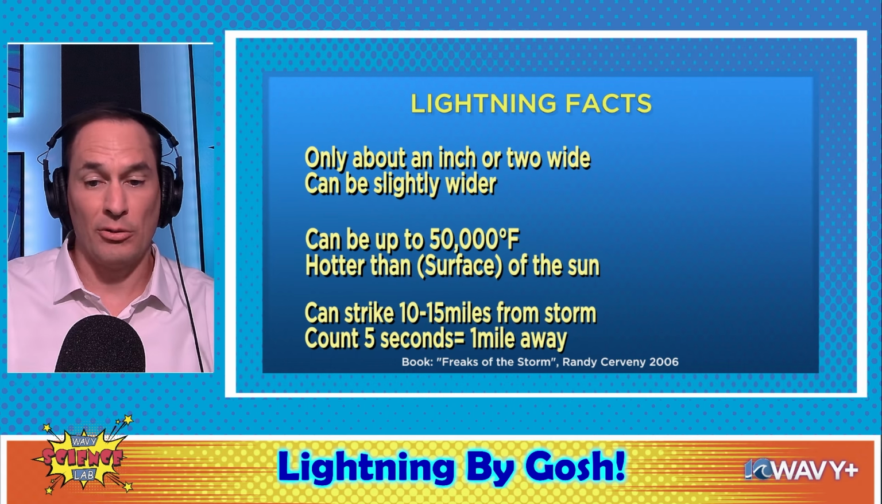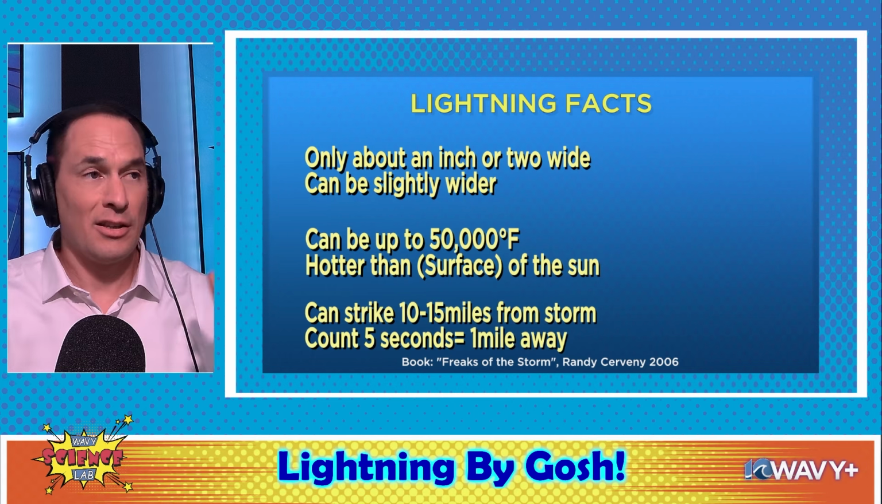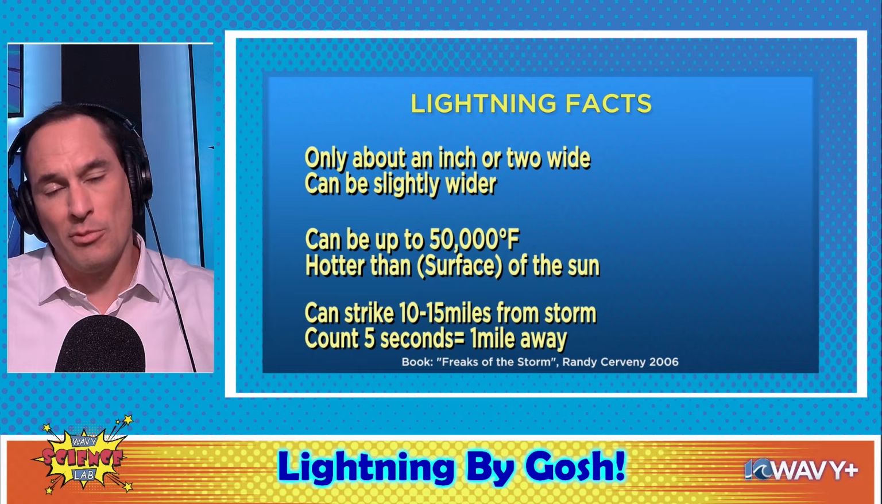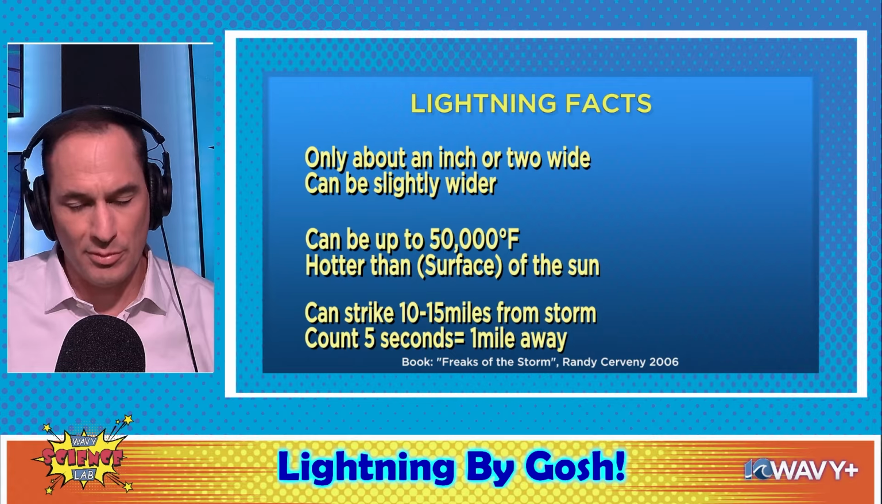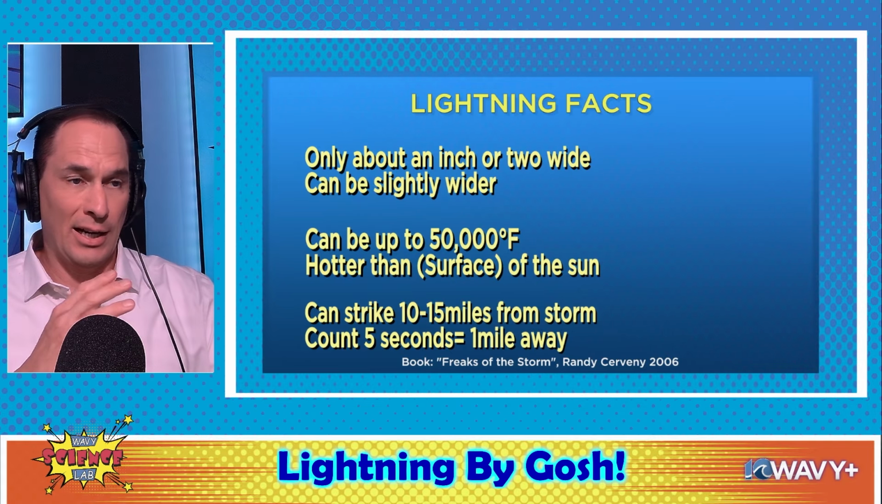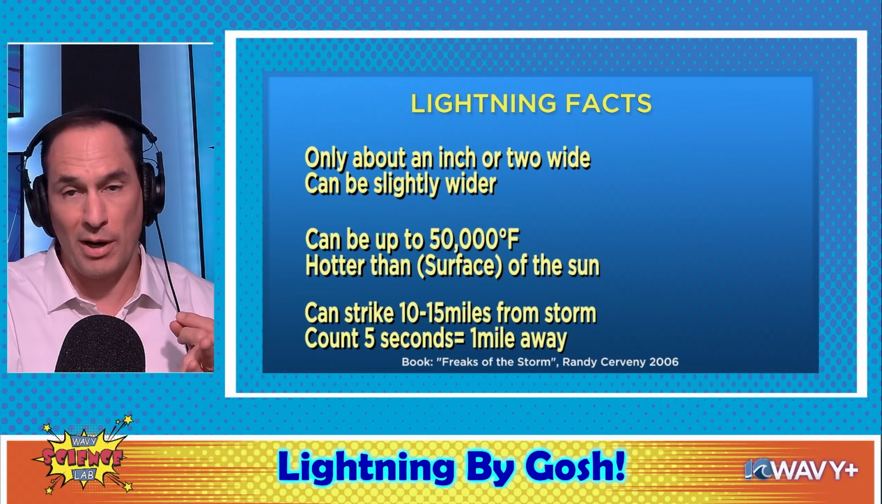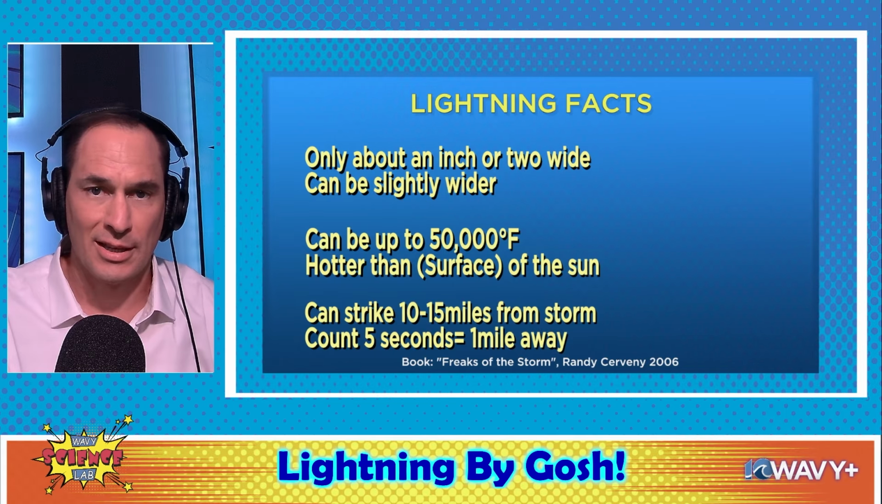If you count 5 seconds between the time you see the lightning and hear the thunder, it is about a mile away. The light travels almost instantaneously to you and me, a very fast speed, but the thunder is much slower. So if you count 5 seconds between the time you see the lightning and hear the thunder, it's 1 mile away. And then 10 seconds, 2 miles, and so on and so forth.